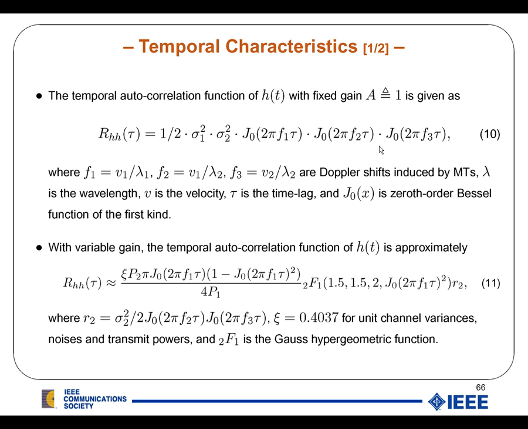So we now have an autocorrelation function which is composed of a product of three zeroth order Bessel functions of the first kind, and that leads to quite interesting behavior, as we will see on the subsequent slide. Patel and Stuber also managed to derive the temporal autocorrelation function in the case of a variable gain, which is not very straightforward to do. They found an approximation, particularly for larger time lags, and that expression is given right here, where 2F1 is a Gauss hypergeometric function.